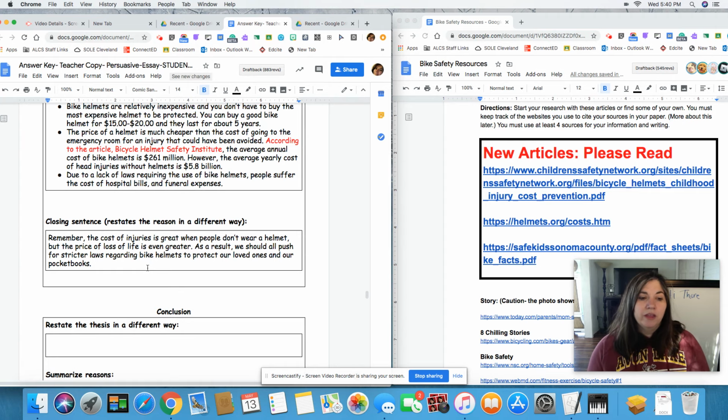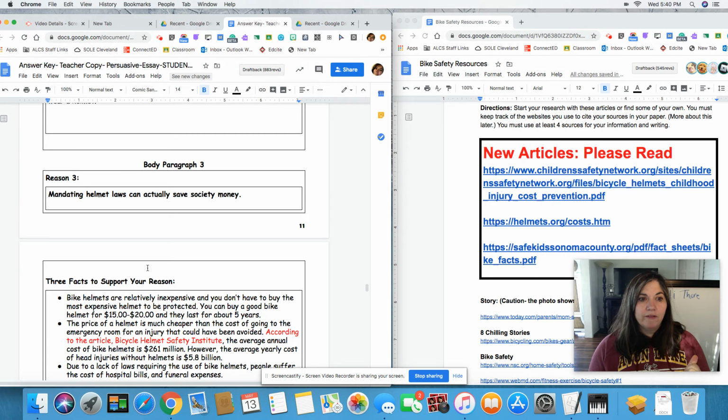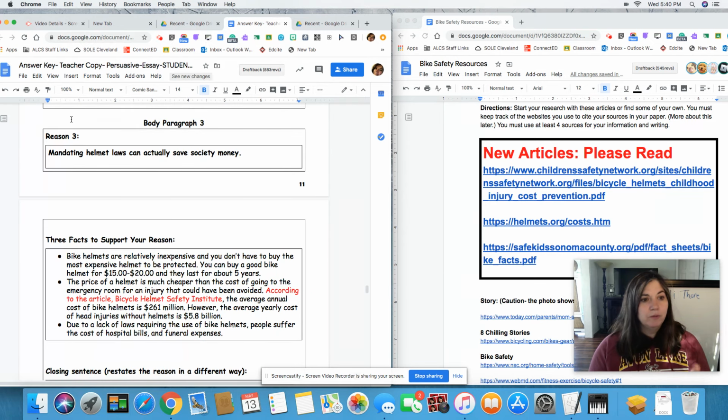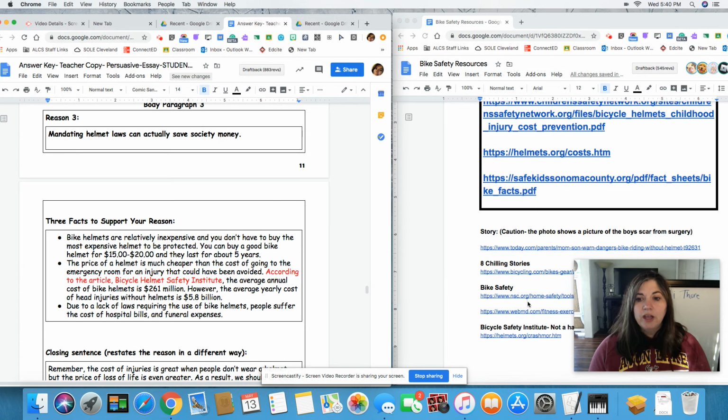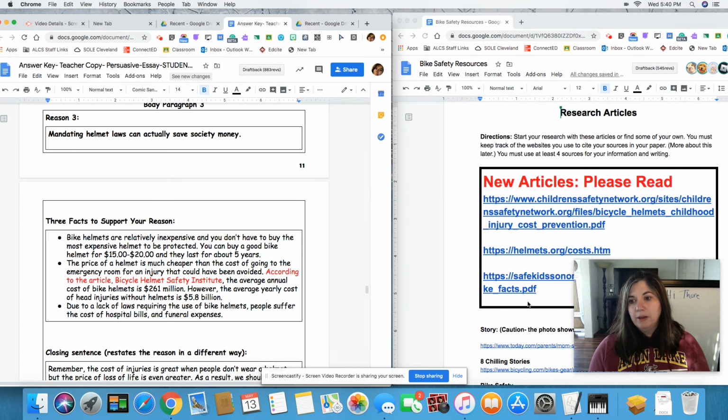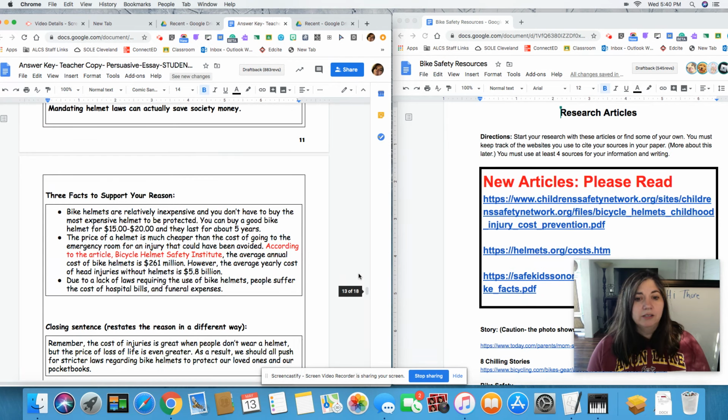So that is how you put together that final third body paragraph. Remember, to recap, you just pull your reason right out of your thesis statement. Then you come over here, you pull from the research. I also had a few kids emailing me about whether or not they could go off and do their own research. You are absolutely welcome to do that. Since this was our first paper of this nature, I thought I would make it a little bit easier for you if I gave you some articles to pull from, things that I knew you could find some good text evidence from.